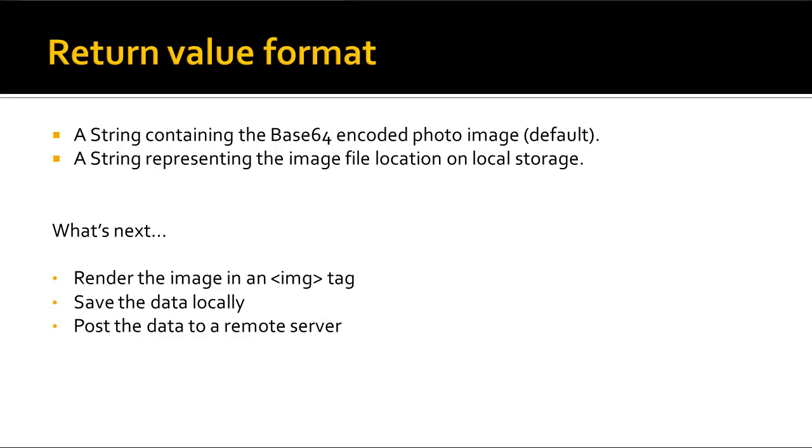Alright, so what we're going to do now is we're going to create a very basic application that's just going to use the default format of the base64 encoded string, and then we'll move on to using the file URI. And we'll also discover a problem with the base64 encoded format.